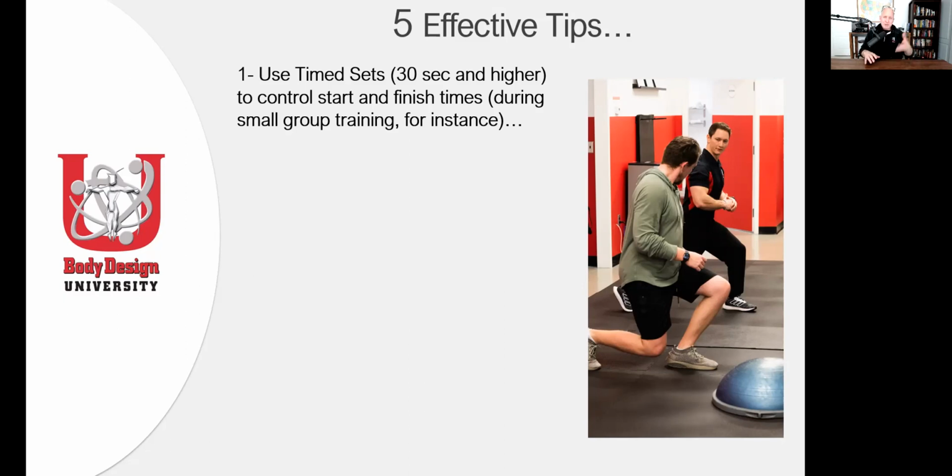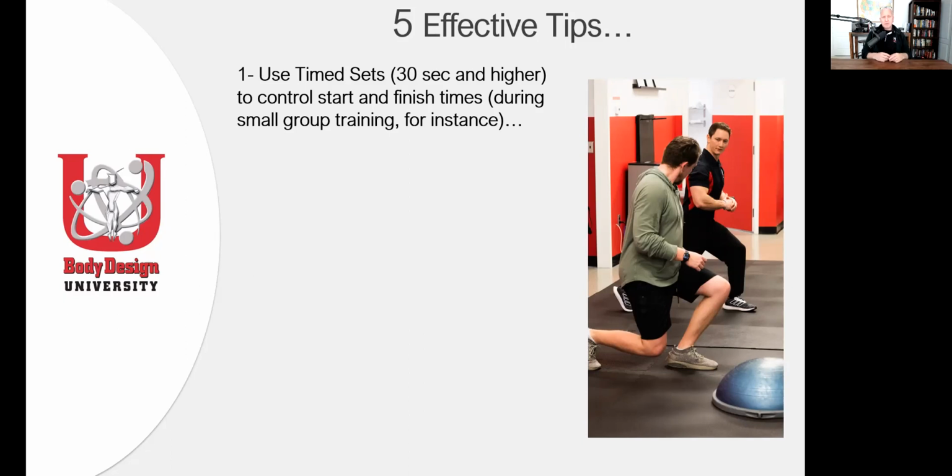So if I have a 30-second set, that gives me variability in the speed of movement versus just telling somebody to do 12 repetitions. This all goes back to this concept of how much tension you can develop inside of a muscle with the amount of load that you're using and the speed of the movement, because those variables affect total tension development levels inside the muscle. So I use time sets to control the start and the finish times.